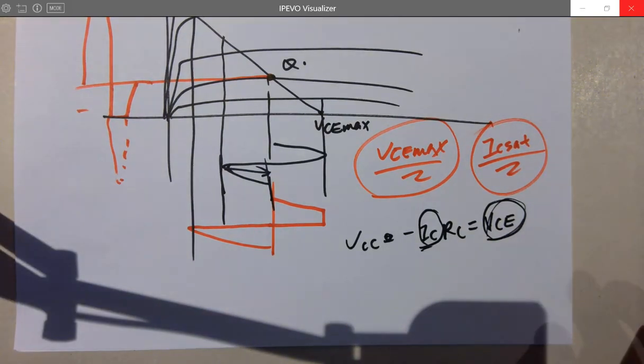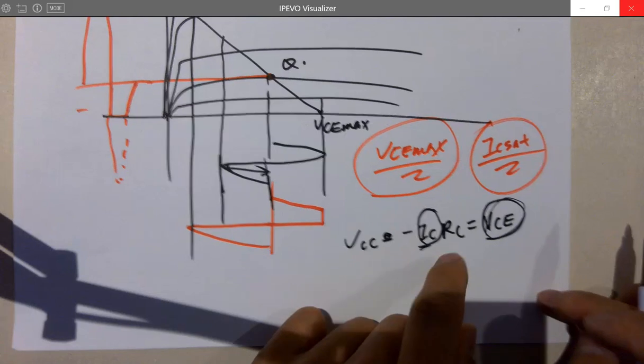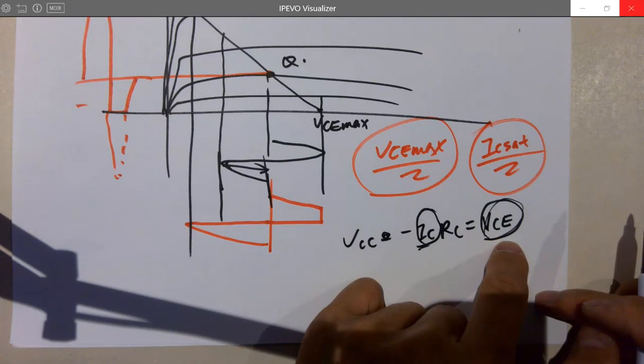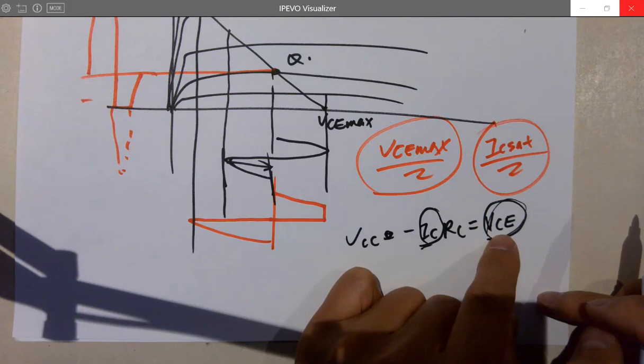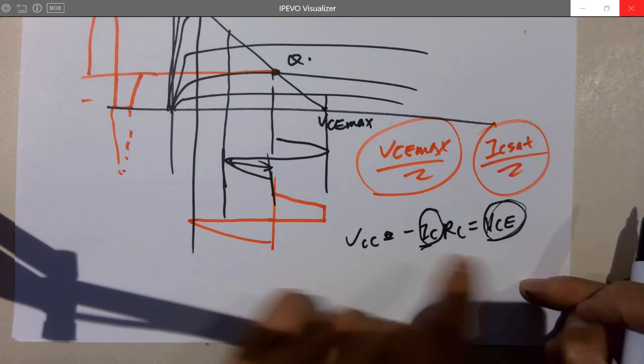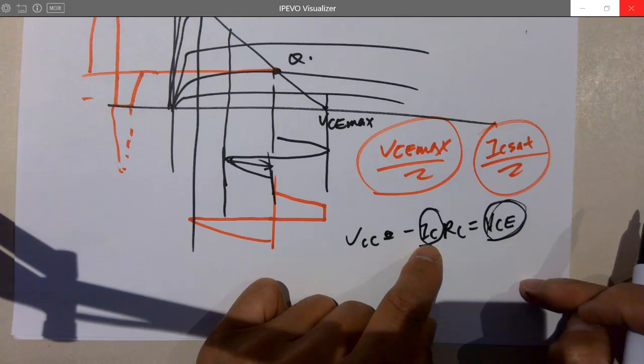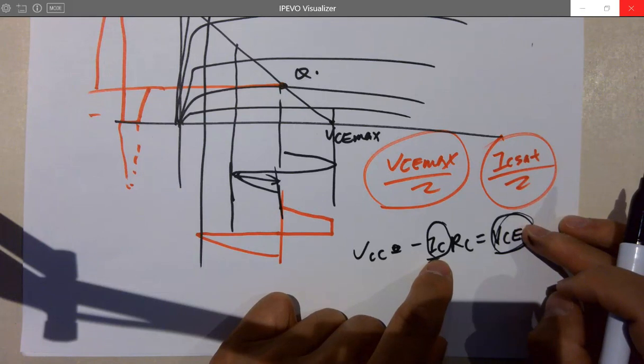If you find out the IC set, you divide it by 2, you find the Q point for the current. Then if you just plug into here, you can get the Q point for the VCE, vice versa. If you find the VCE first, you divide it by 2, and then plug in here, you can get the IC Q point, ICQ. It's the same, it's also a half of IC set.